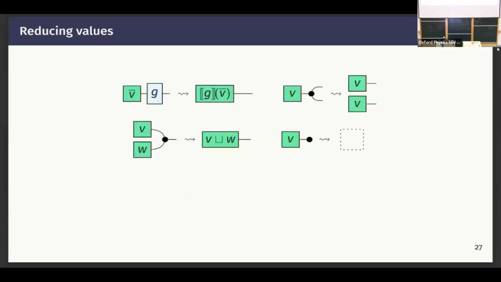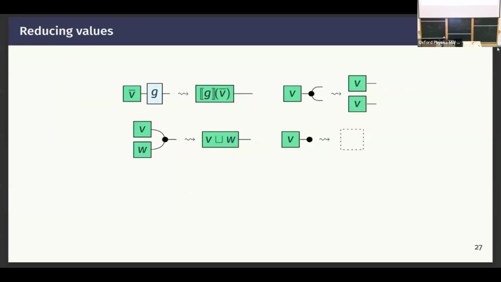To do this, we'll need a few more reductions. These ones, I think, are fairly self-explanatory: how values interact with the other components. You can see that the gate will process its input, and the fork will copy things, so that is where our copying comes in.